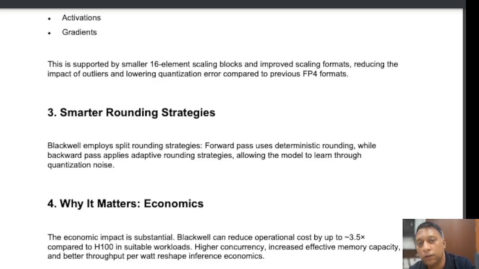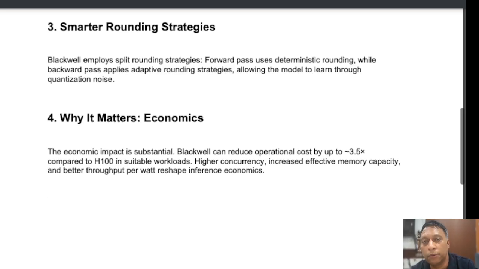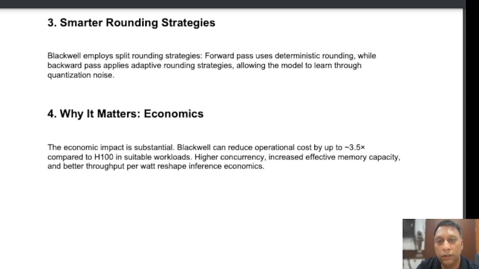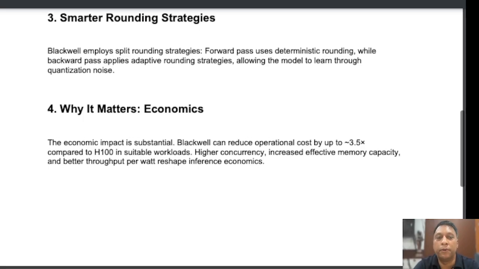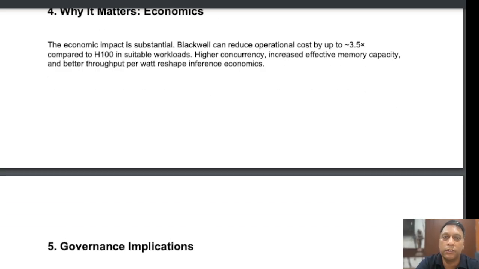And why does it actually matter from the economics perspective? The economic impact is substantial because Blackwell can reduce operational cost by as much as 3 to 5 times compared to H100 in suitable workloads. Higher concurrency, increased effective memory capacity, and better throughput per token have reshaped the inference economics. So basically, with Blackwell, throughput has increased, and because it is able to use the GPU to the best of its ability, GPU utilization has increased, and thus the concurrency.